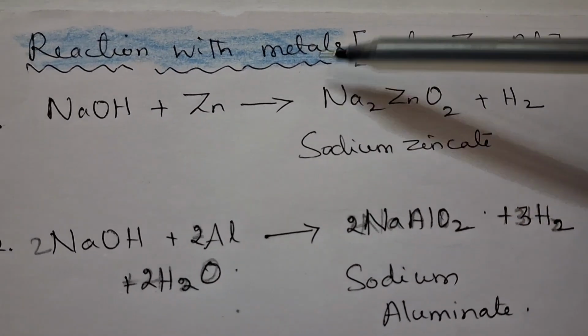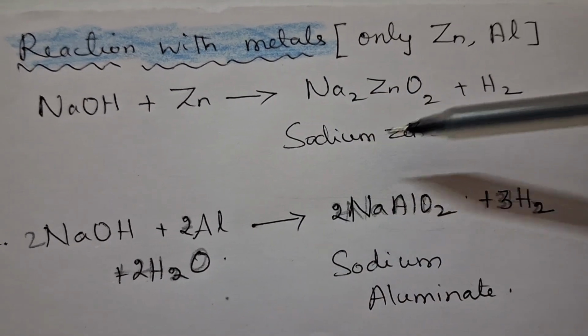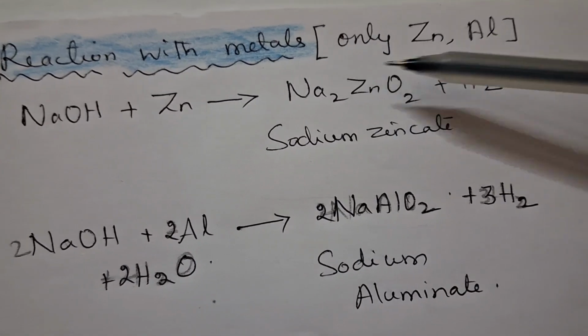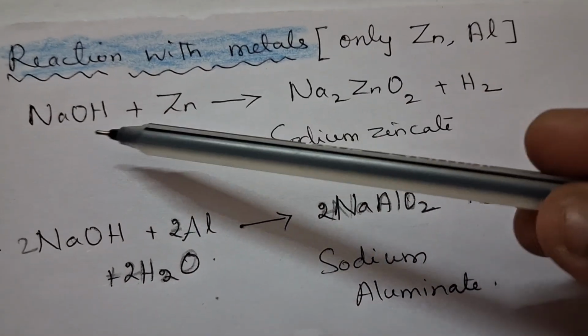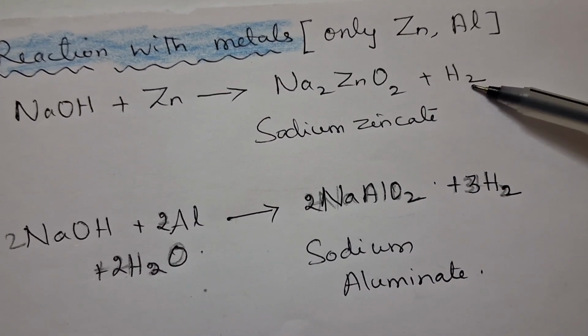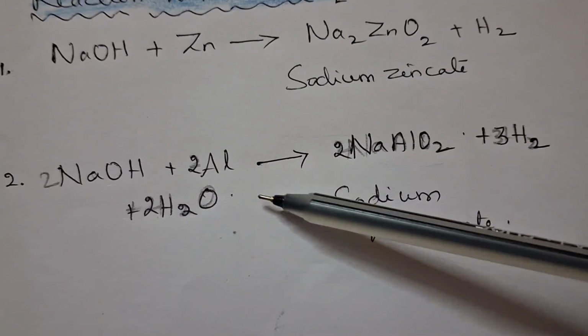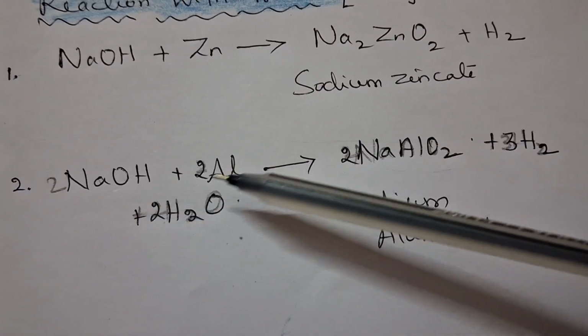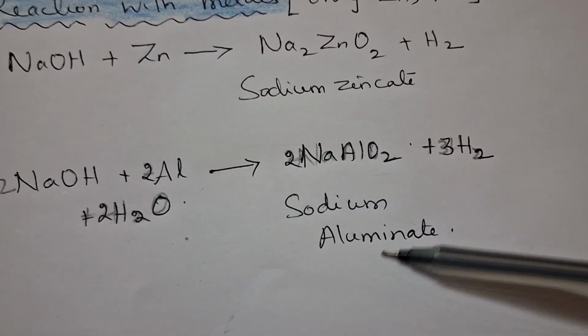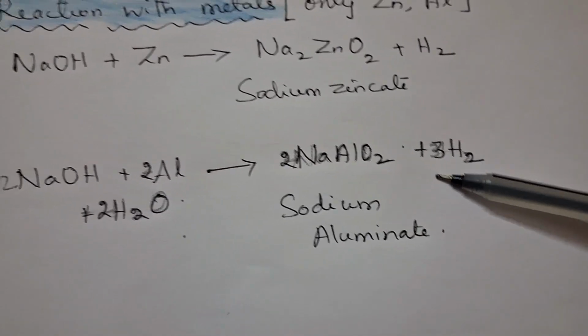Now, reaction with metals, how bases react with metals. We have taken only two examples, zinc and aluminum. Sodium hydroxide plus zinc gives sodium zincate, and hydrogen gas is given out. In the case of aluminum, sodium hydroxide reacts with aluminum and water to give sodium aluminate, with the evolution of hydrogen gas.